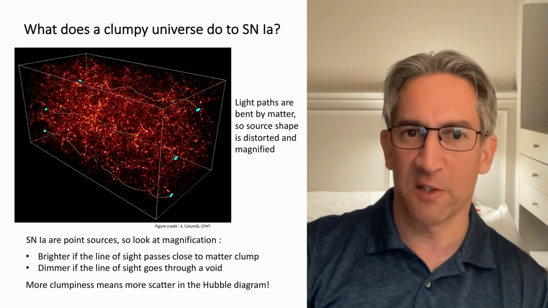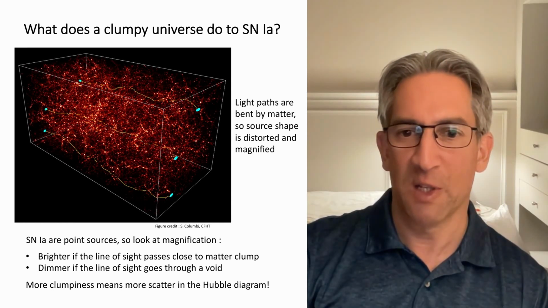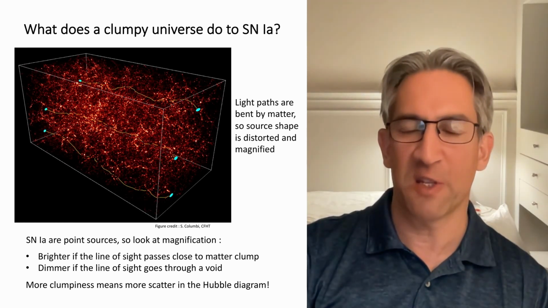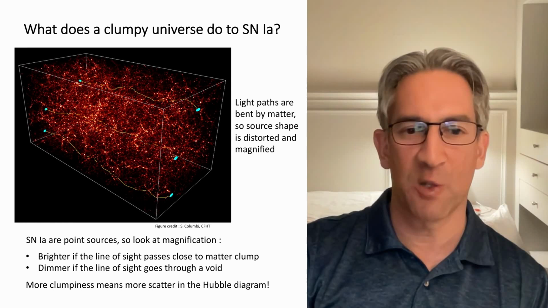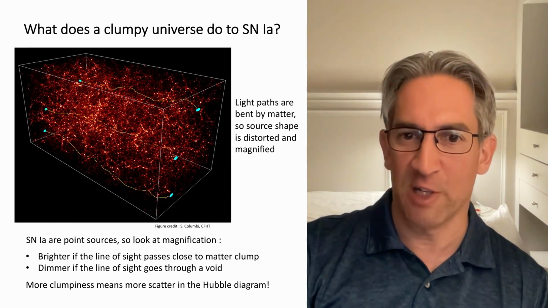And there's another thing that's going on as well. If matter is more clumped up in the universe, the light stands more chance of intersecting with one of these matter clumps on its way to us. Therefore, more clumpiness in the universe means more scatter in the Hubble diagram. So we might hope to measure that too.